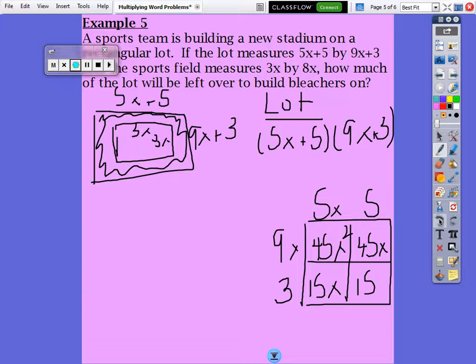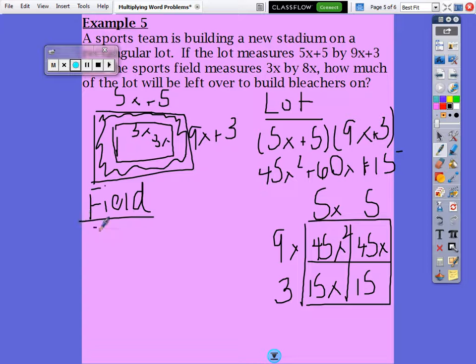Then you add your like terms together. So I'm going to have 45x squared. When I add 45 and 15, that's going to give me 60x plus 15. Then after I find the area of my lot, I have to find the area of my field, which is my sports field.